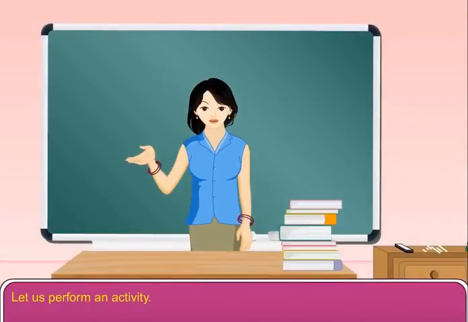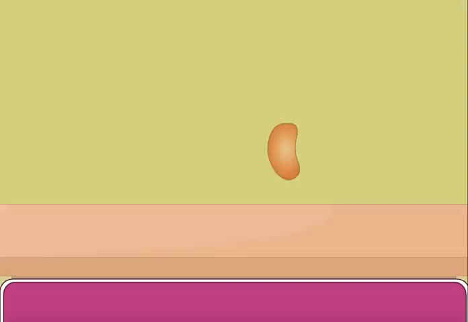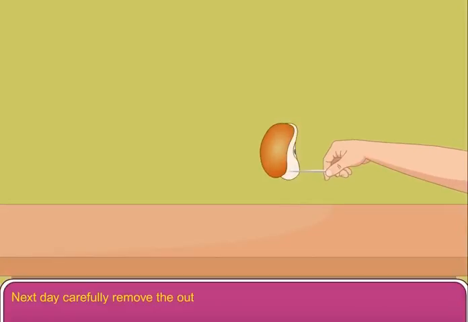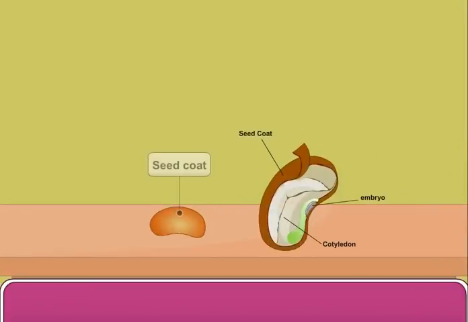Structure of a seed. Let us perform an activity. Take a few gram seeds and soak them in water overnight. Next day, carefully remove the outer thick skin of the seed with the help of a needle. This outer wall of the seed is known as seed coat. Inside the outer thick seed coat, there is a thin, membranous inner seed coat.